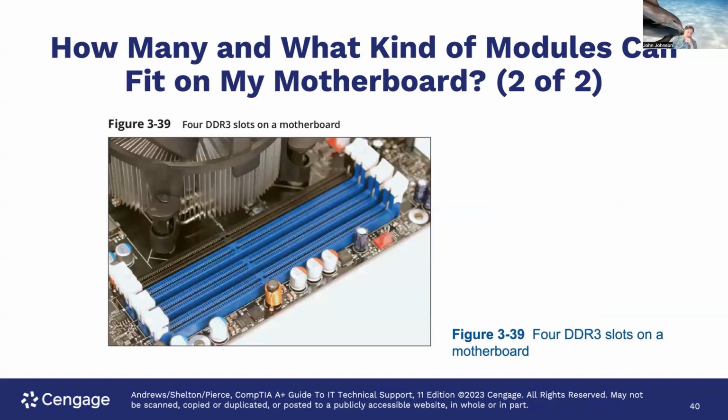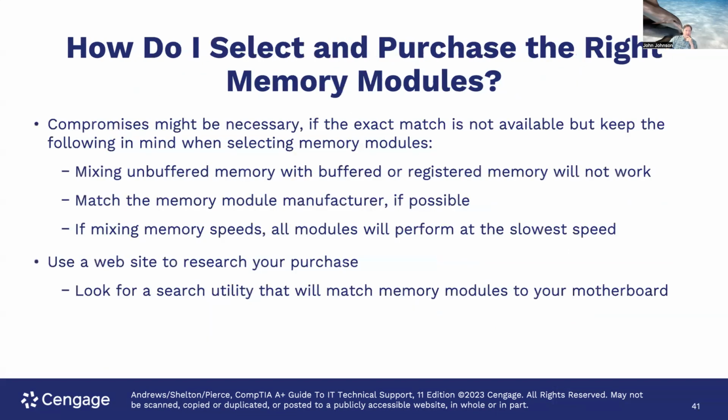So here you've got the 3 blue and the 1 black. It shows your 4 DDR3 slots on a motherboard. So how do I select and purchase the right memory modules?